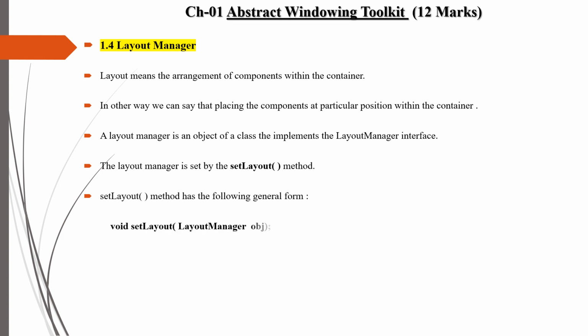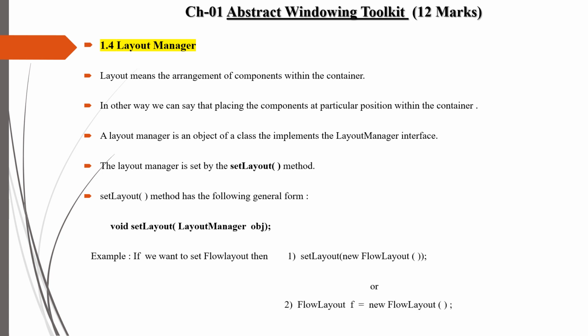The setLayout method has the following general form. First we see the general form of the setLayout method. void setLayout, and in brackets we pass the object of the respective layout manager. The return type of this method is void because this method does not return any value. Example, if we want to set flow layout, then the code is setLayout, and in brackets we create the object of FlowLayout. Or in another way, first we create the FlowLayout object and the object is passed into the parameter of the method. So this is about layout manager.